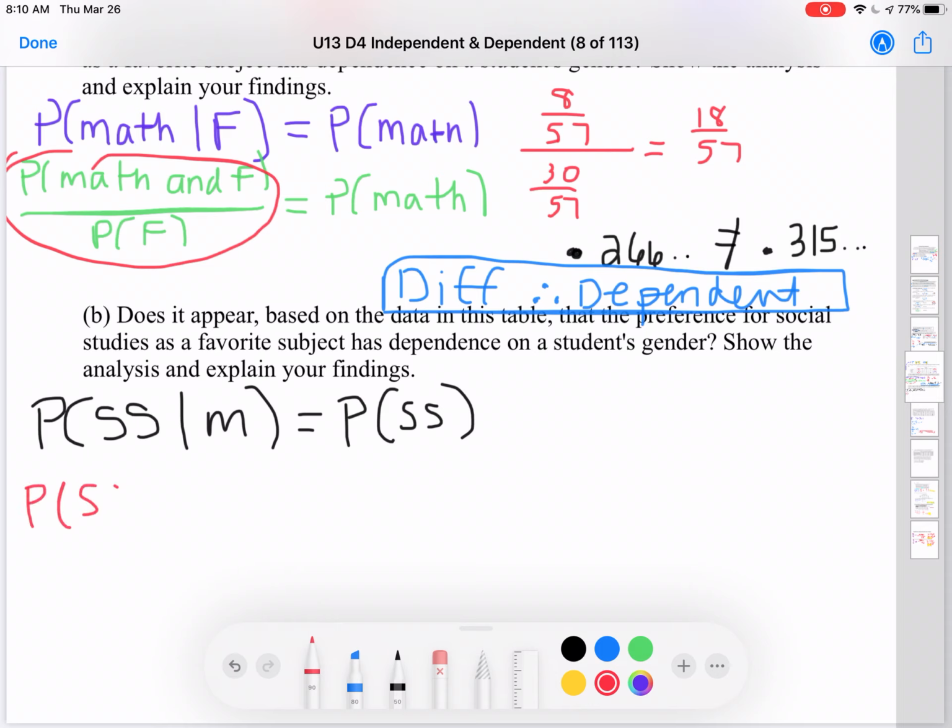Yesterday's lesson, let's change it over. So social studies and male divided by the probability of male, sorry. And set it equal to the probability of social studies. Okay, so here we have 9 out of 57 divided by 27 out of 57. And then set that equal to the probability of social studies, which is 19 out of 57. Top, bottom, turn it into a decimal.